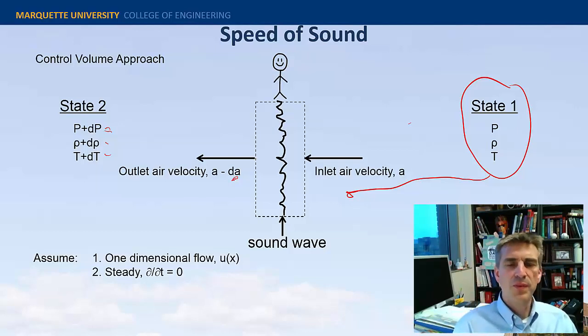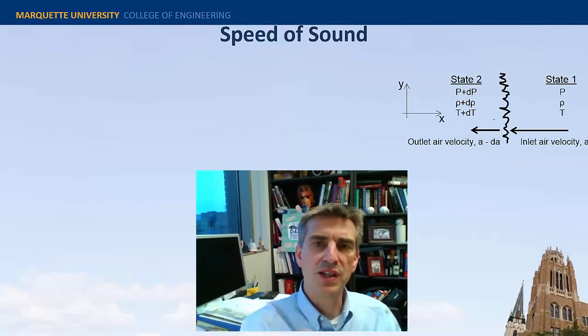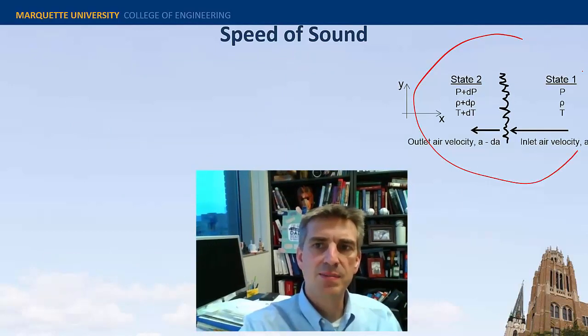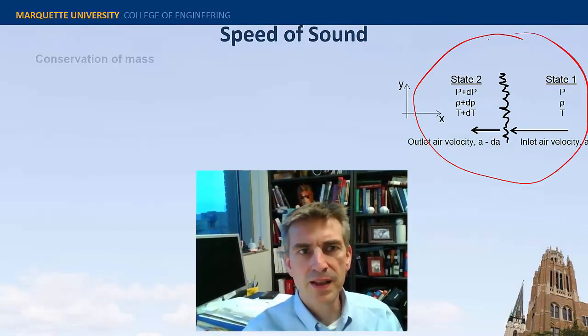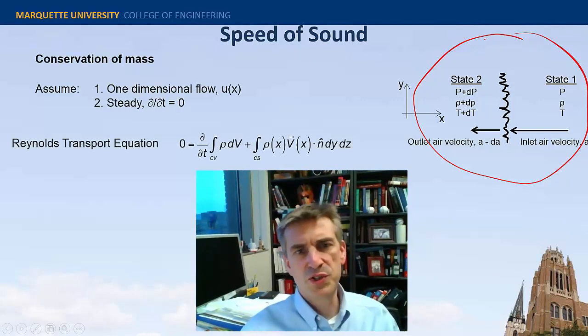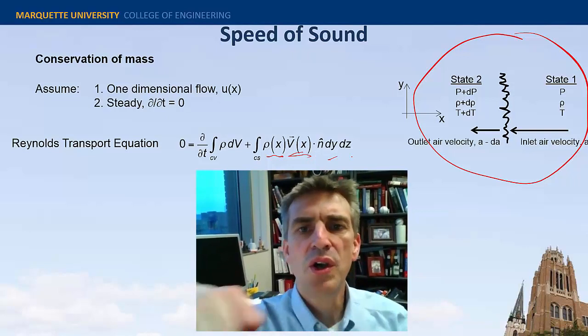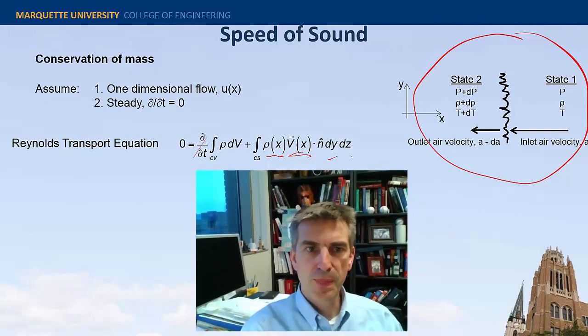Let's assume 1D flow. So all of these are going to be properties of just x. Let's also assume steady flow, which isn't hard to swallow. So here's our image over here on the right. Let's keep this in mind as we move forward. So let's start with conservation of mass. 1D flow, steady. So if we write the Reynolds transport equation, there it is. And for emphasis, I wrote this ρ dV and V dotted with some unit normal that's normal to the dy dz plane.